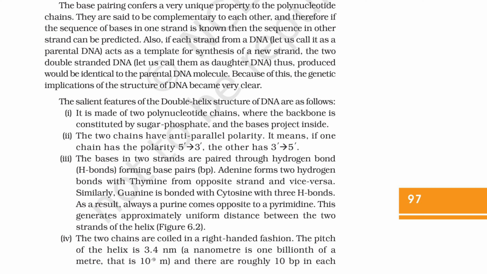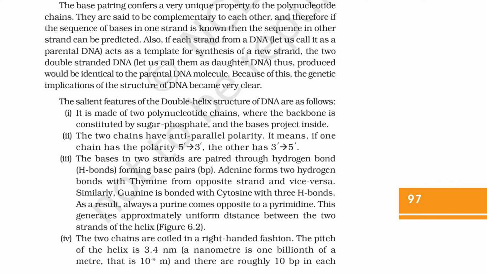The salient features of the double helix structure of DNA are as follows. 1. It is made of two polynucleotide chains, where the backbone is constituted by sugar phosphate, and the bases project inside. 2. The two chains have anti-parallel polarity. It means, if one chain has the polarity 5' to 3', the other has 3' to 5'. 3. The bases in two strands are paired through hydrogen bonds, H bonds, forming base pairs.